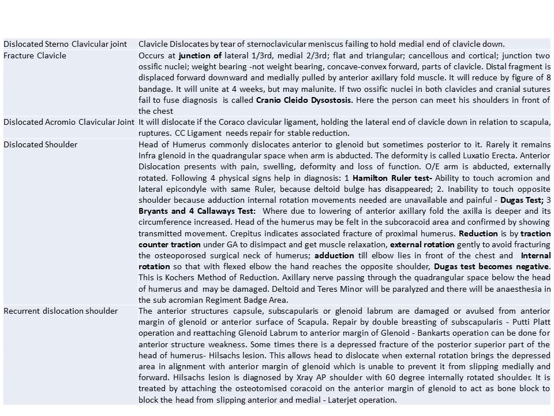This Hill-Sachs lesion is diagnosed by the X-ray AP shoulder with 60 degrees internally rotated shoulder. It is treated by attaching the osteotomized coracoid on the anterior margin of the glenoid to act as bone block, to block the head from slipping anterior and medial. This operation is called the Latarjet operation.